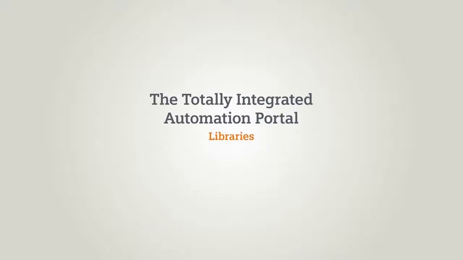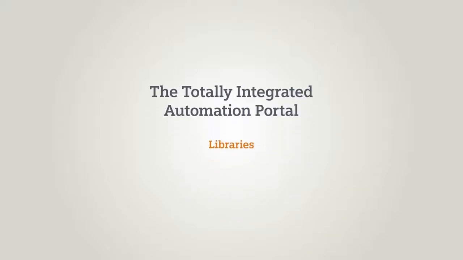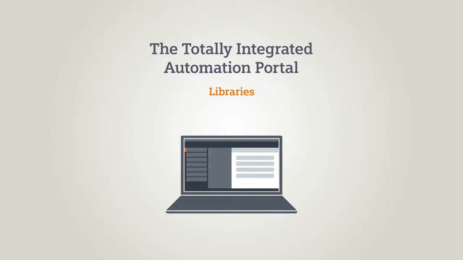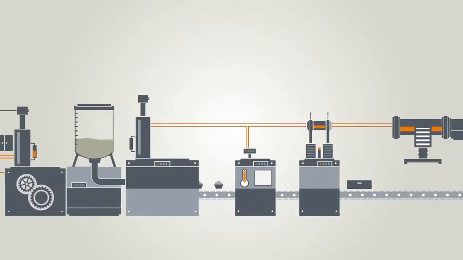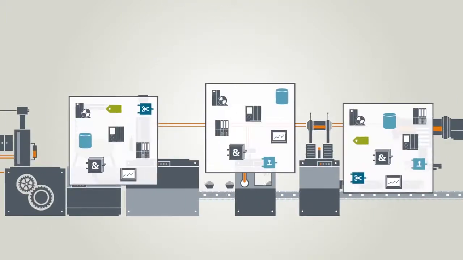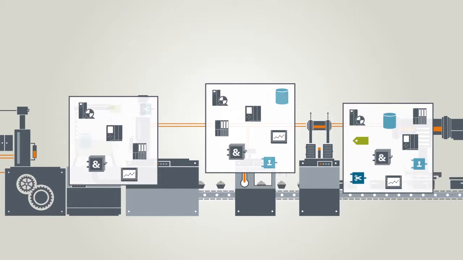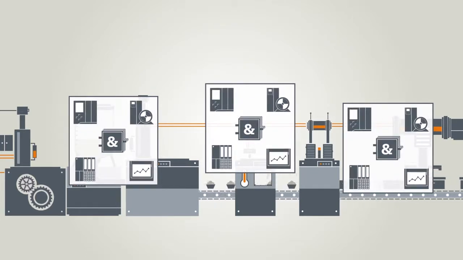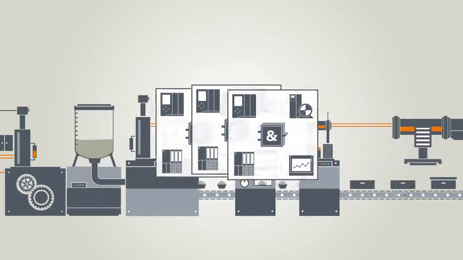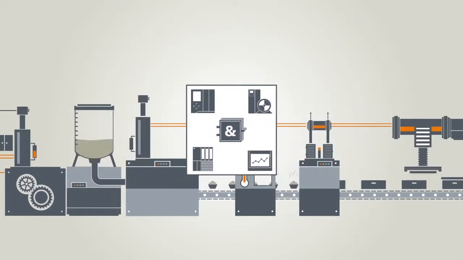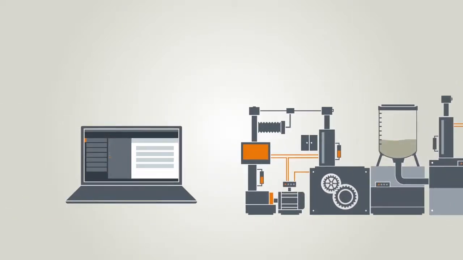In this chapter you will learn about working with libraries in TIA Portal. Automation code development can sometimes be very complex and extensive. However, many components and subsystems for automation can be very similar or even identical. The TIA Portal integrated libraries prevent you from having to repeatedly reinvent the wheel.